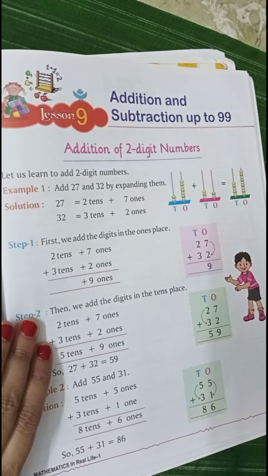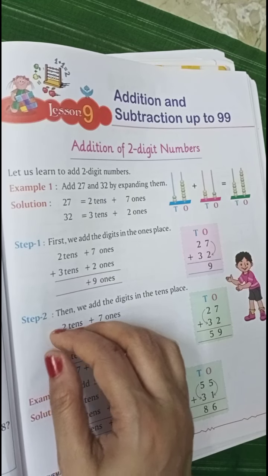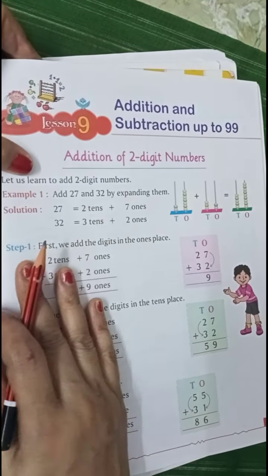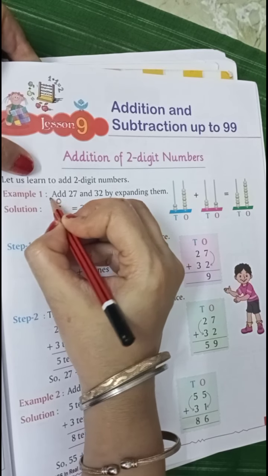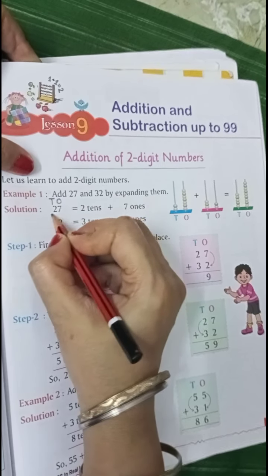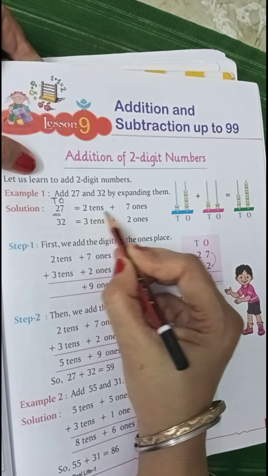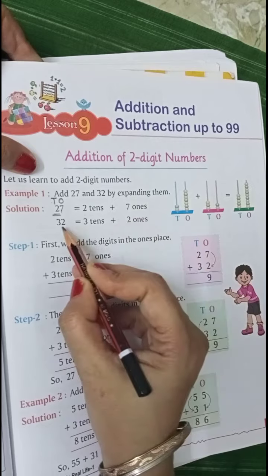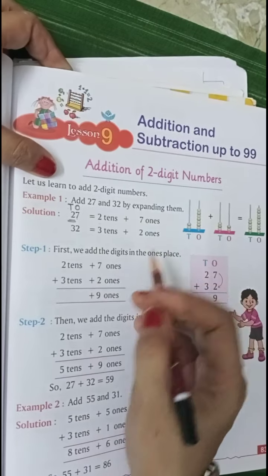27 means what? 27 means, first we have to write ones and tens. So 2 tens and 7 ones. Okay? 2 tens and 7 ones. 32 means 3 tens and 2 ones. Okay?